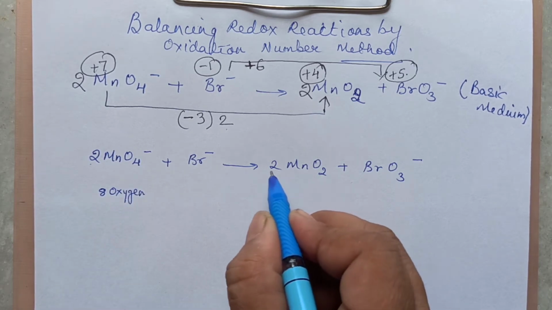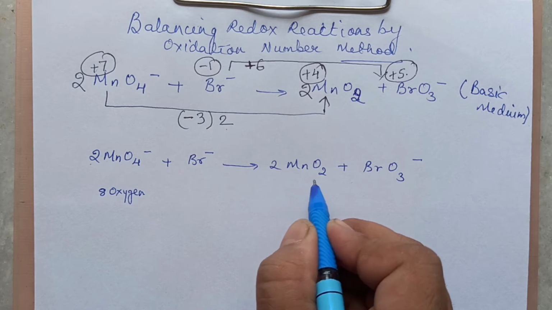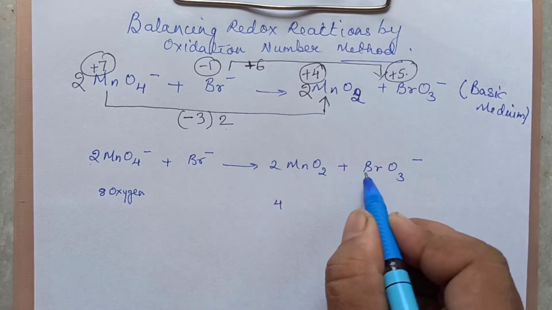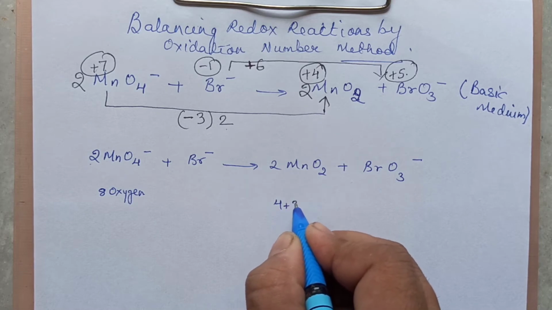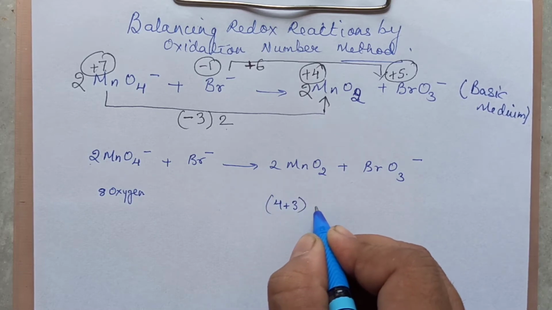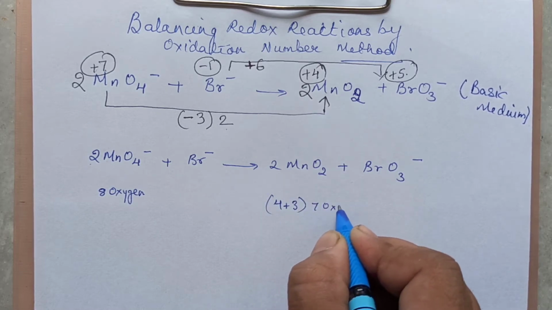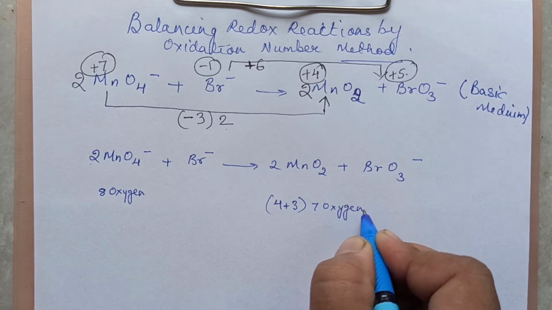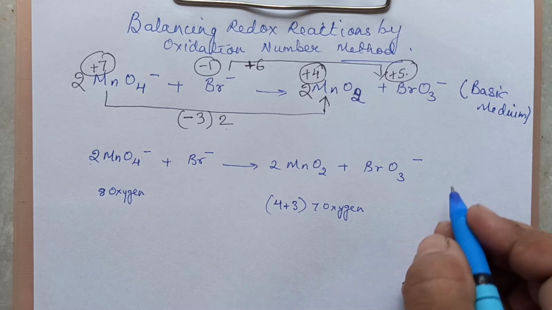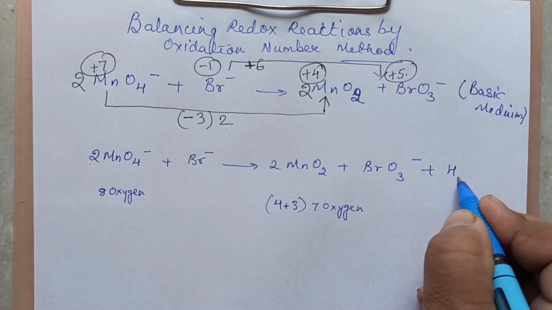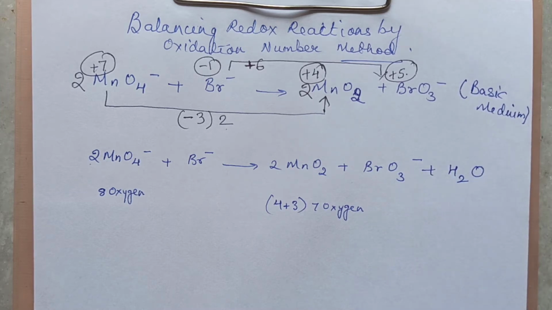And here how many are you having? 2 into 2, 4. And then you have this 3. That is 4 plus 3. That means you have 7 oxygens on the right hand side. Now, how do you balance oxygen? I said you have to add water to the deficient side. That means one water molecule has to be added to the deficient side. Right? So, one water you have added.